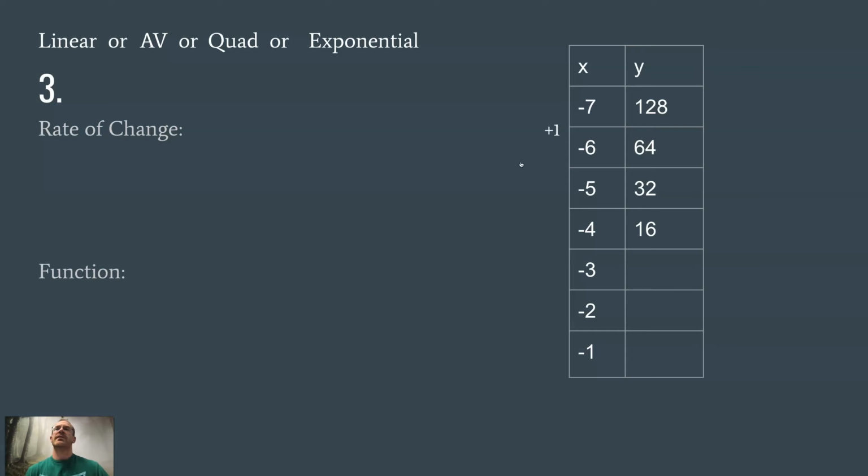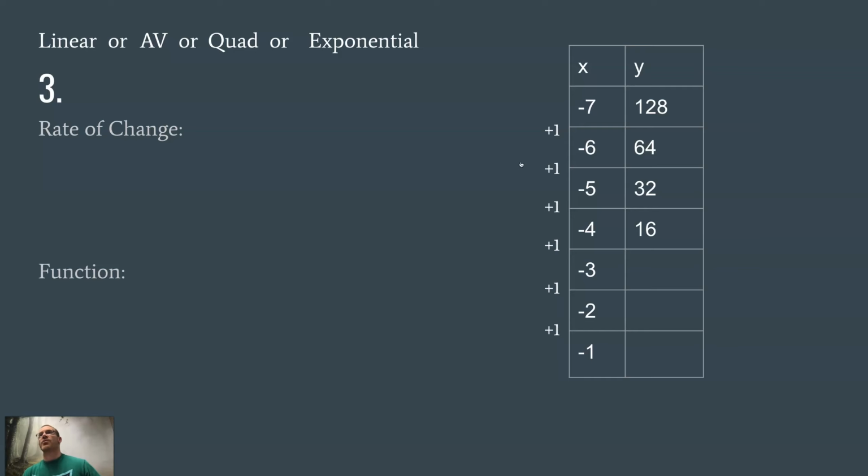So when I look at that left-hand column, once again, you can see that my first change of x is plus 1. My second change of x is plus 1. My third is plus 1. My fourth is plus 1. Plus 1 again, plus 1 again. All right, so all my x's are going up by 1.